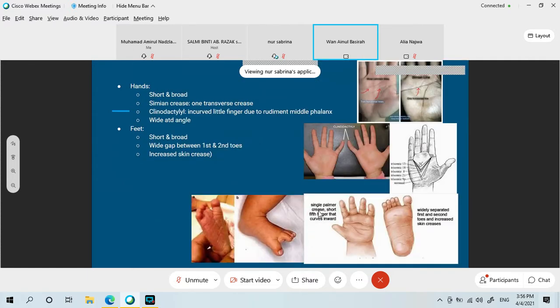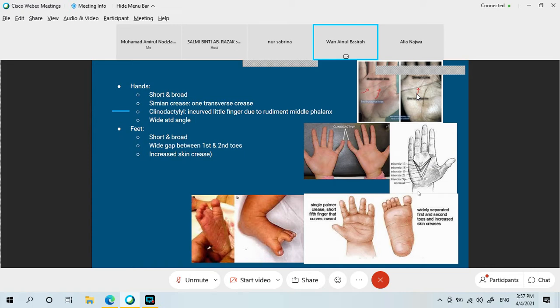So for the hand, the patient usually has short and broad hands. We have the simian crease, as you can see, the single transverse crease. Boleh nampak kan dekat gambar. And then the clinodactyly, the little finger is incurved due to the rudimentary middle phalanx. And then the wide ATD angle. Kalau nampak on the picture yang dekat tengah tu, yang ada angle tu, trisomy 21 tu.